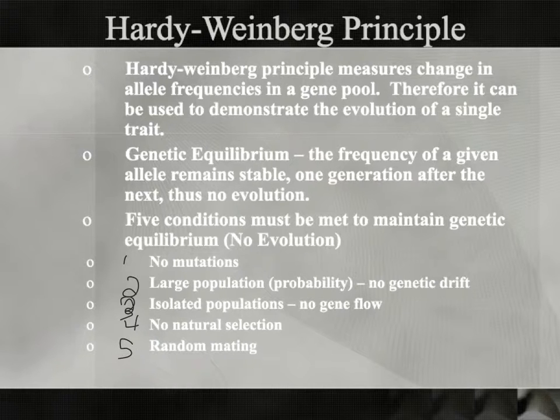And number 5, there should be no random mating. So you are specifically within your isolated population with the same individuals. There are no new individuals coming in involved in the mating rituals.